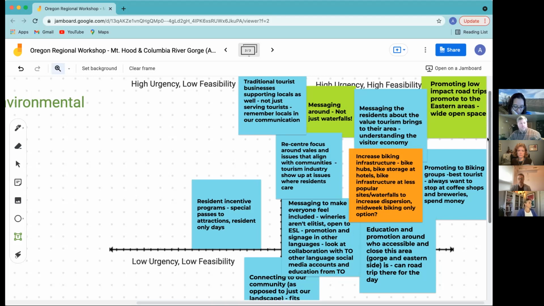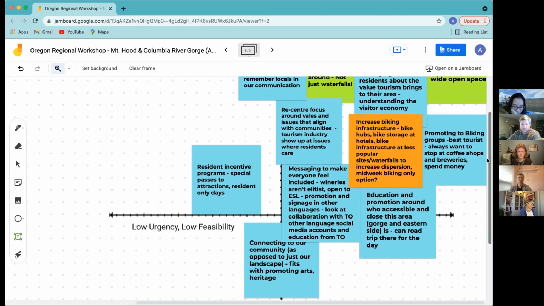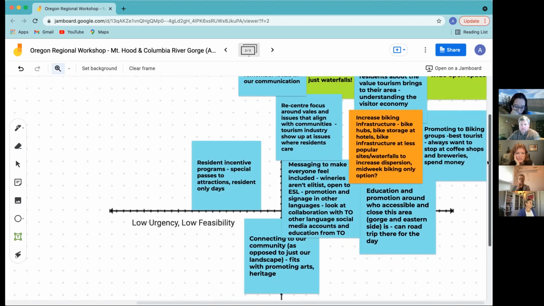So creating some programs for them, and, I don't remember what the last one is there on the bottom, but oh yeah, connecting to our community with promoting the arts and the heritage. A lot of times we talk about the natural environment, especially in our area, because there are so many amazing things to do in the natural environment, but remembering all of the special arts and culture that are in all of our communities and helping promote that as well.